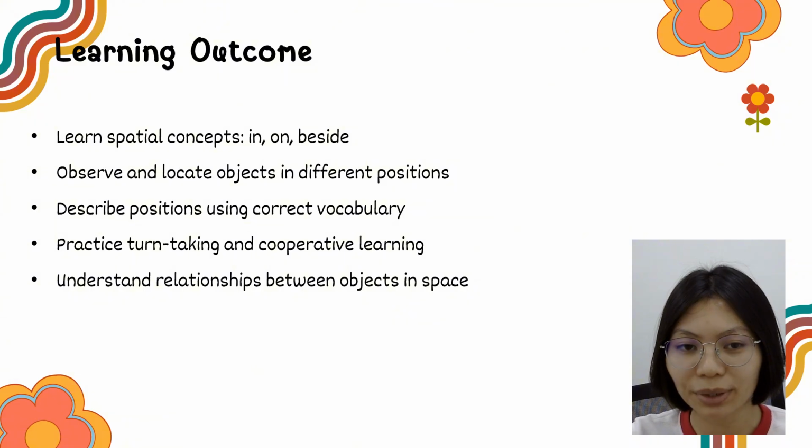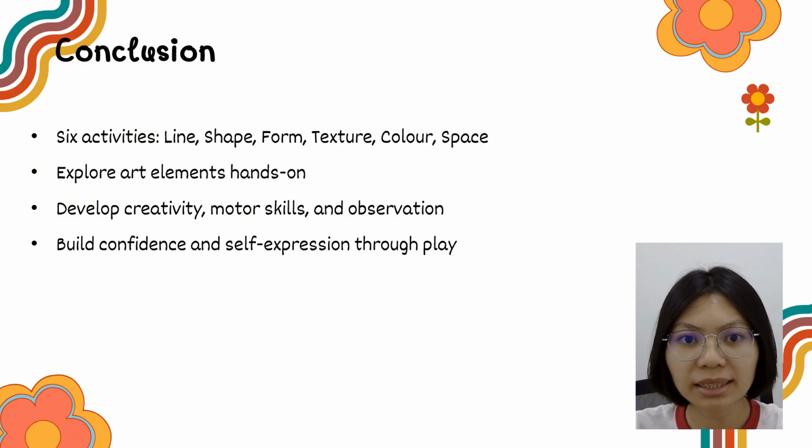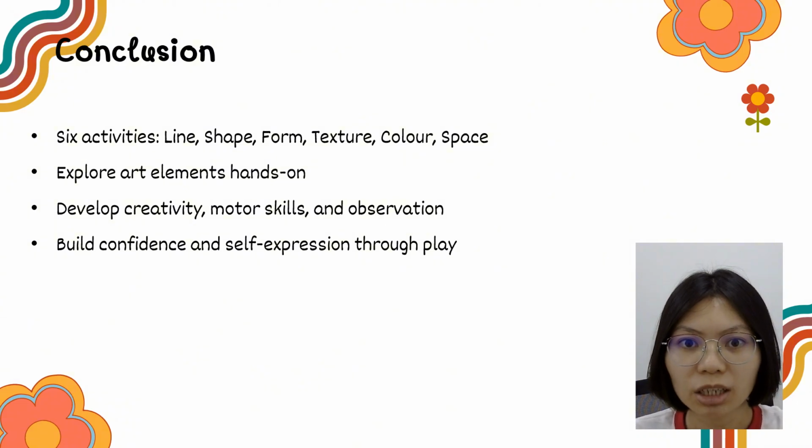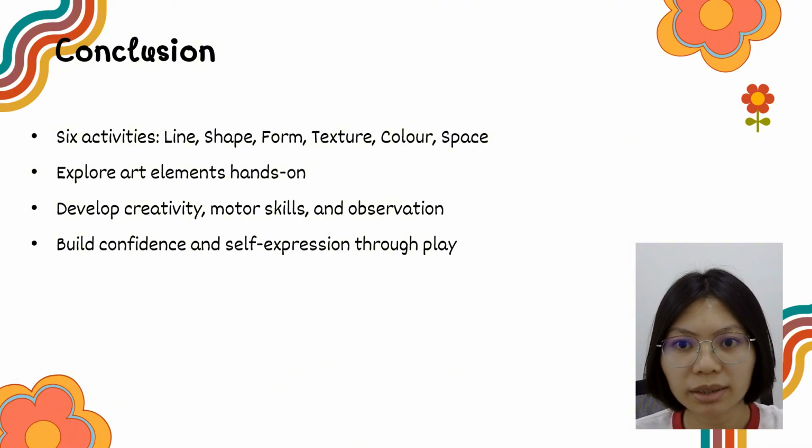Through these 6 art activities, Magic Symmetry Yarn Art, Line, Shape Adventure, Shape, Blindfolded Shape Guessing, Form, Mystery Touch Box, Texture, Finger Painting Balloons, Color, and Where's My Friend? Space. Children had the opportunity to explore the different elements of art in a fun and hands-on way.